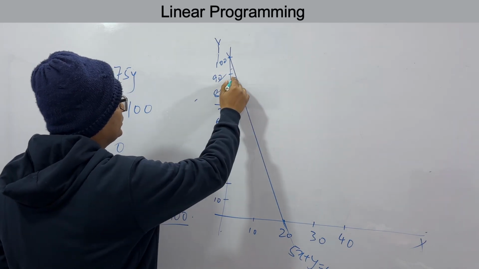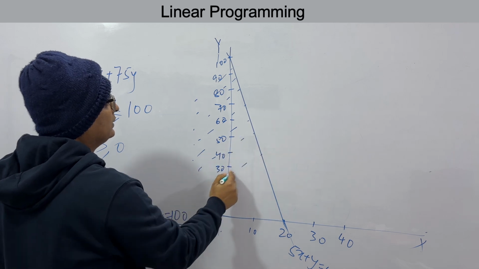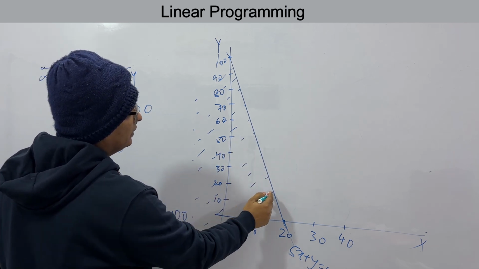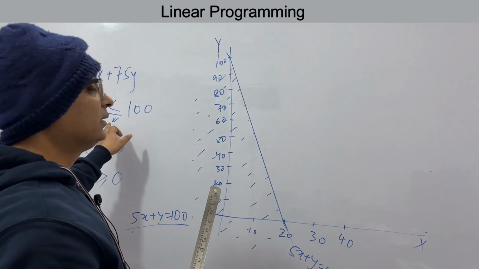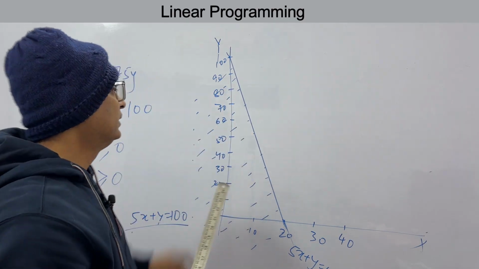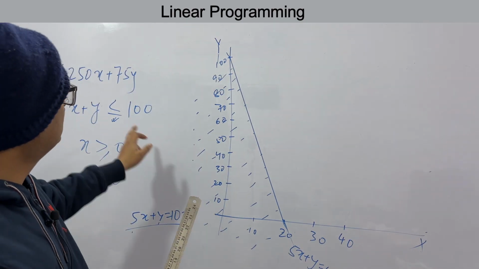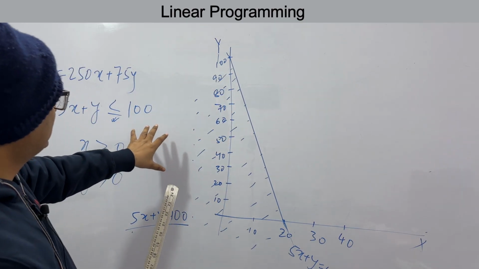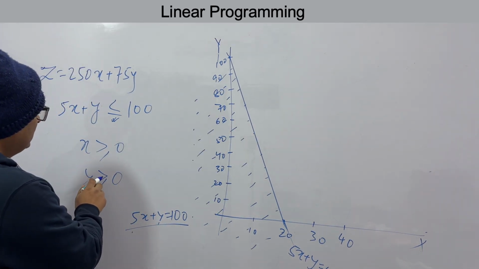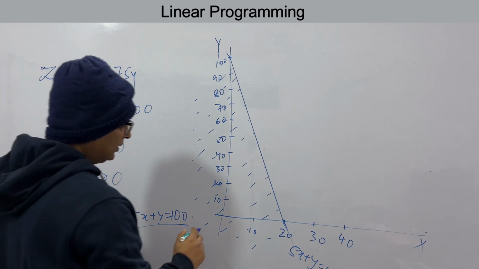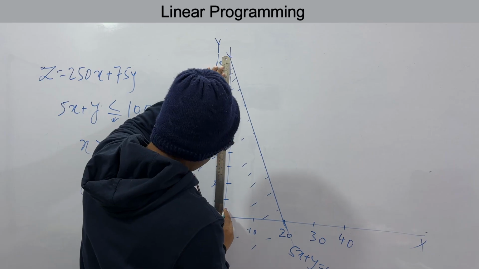This inequality, 5x plus y less than equal to 100, means this whole area, that is to the left of this line. If this was greater than equal to 100, this area would have been the part. This is less than equal to 100, so this complete area to the left of this line depicts this particular inequality. Now the second is x greater than equal to 0 and y greater than equal to 0. That is, we will consider this line and this line only.